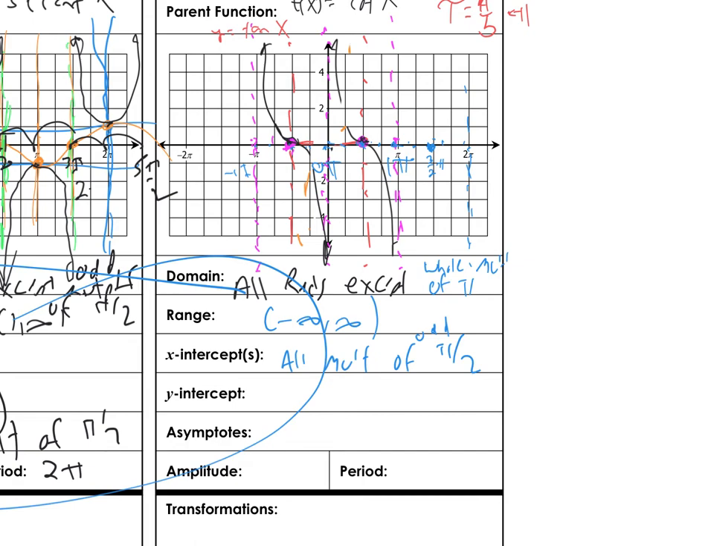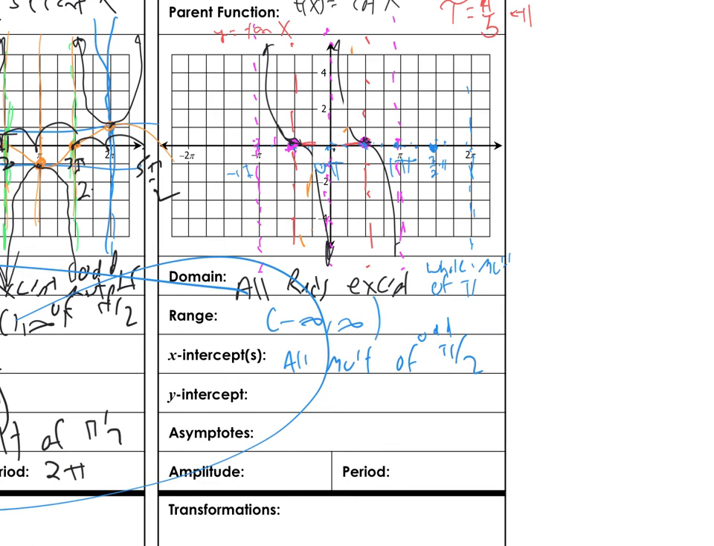So Y-intercept, are there any? The asymptote is, yeah. Are there any x-intercepts? Aren't they the odd multiples of pi over 2? Yeah. Odd multiples of pi over 2. Was there an amplitude? No. Is there a period? No, 1 pi. It was 1 pi. It said odd multiples of pi over 2.